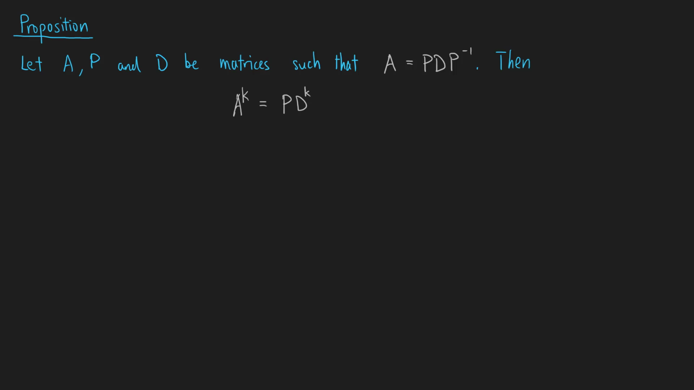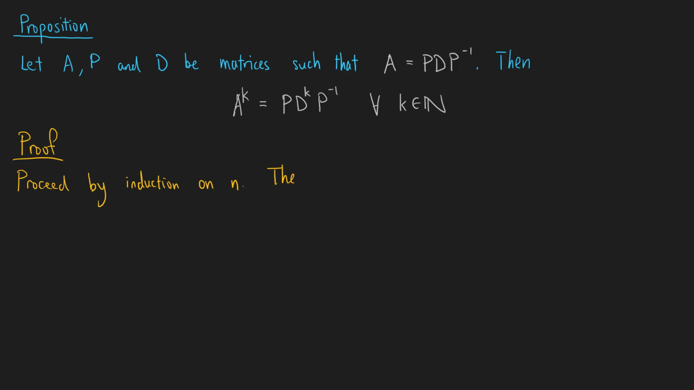Then, we may relate powers of A to powers of D using the following proposition. Let A, P, and D be matrices such that A equals P times D times P inverse. Then, A to the power K equals P times D to the power K times P inverse for all positive integers K. The proof of this result is easy by induction.